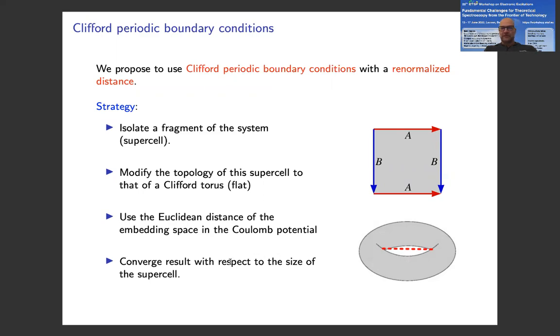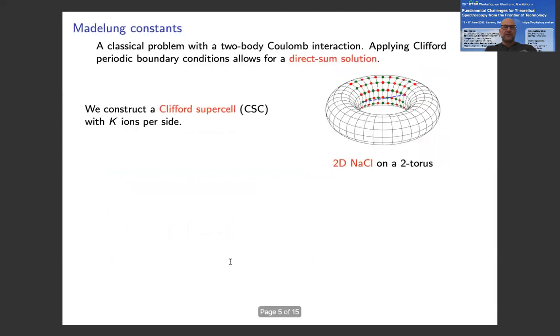And the final step of our approach is to converge the result with respect to the size of the supercell. Now, in the remainder of this talk, I will give some applications of our Clifford approach. So the first application is a classical problem, namely the calculation of Madelung constants of ionic solids. And here we can apply our Clifford approach, and we can show that it yields a simple direct sum solution of the problem, as opposed to the more complicated Ewald type solutions.